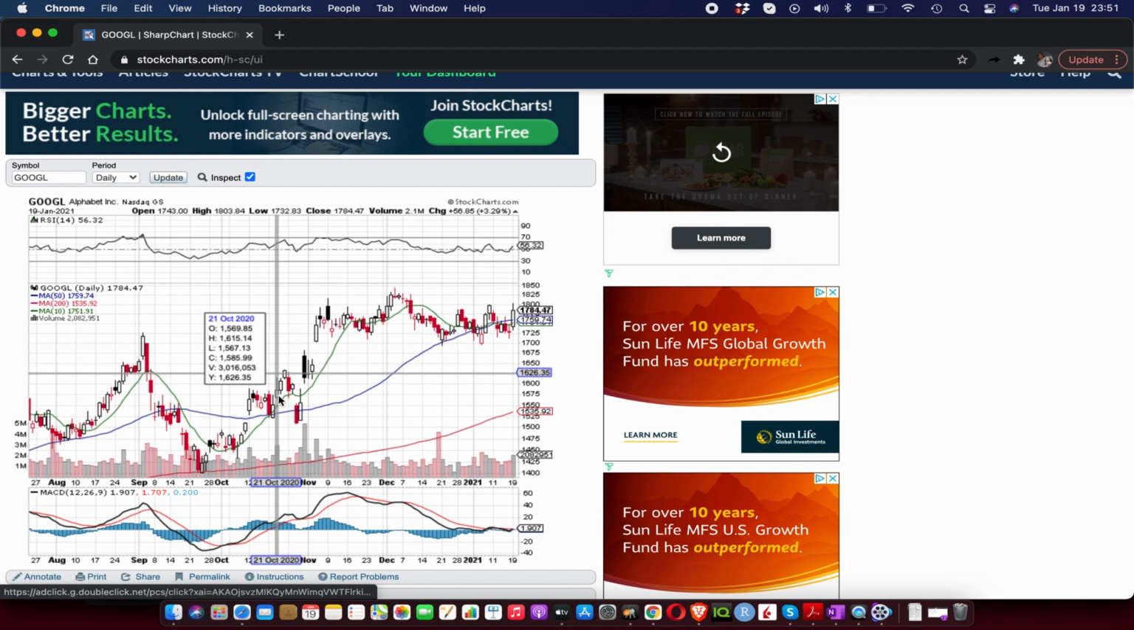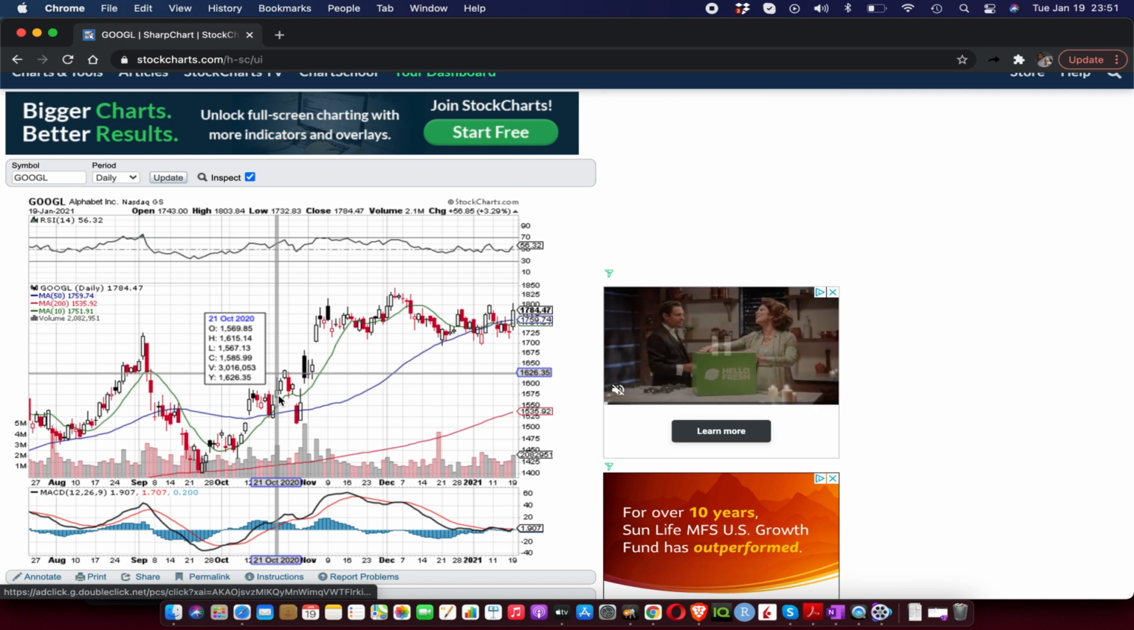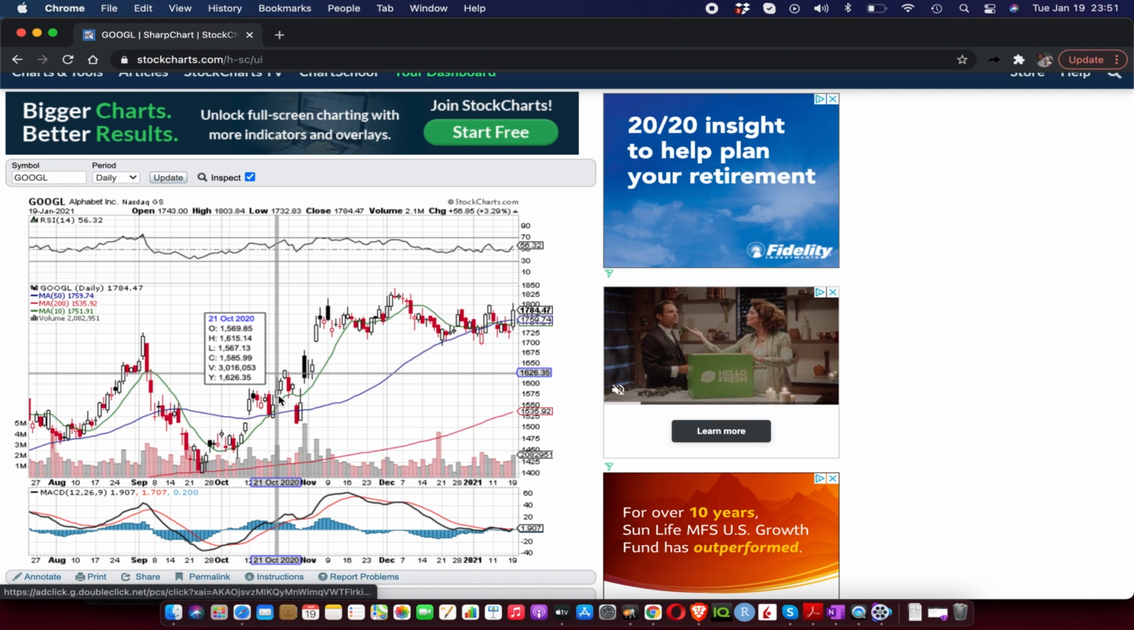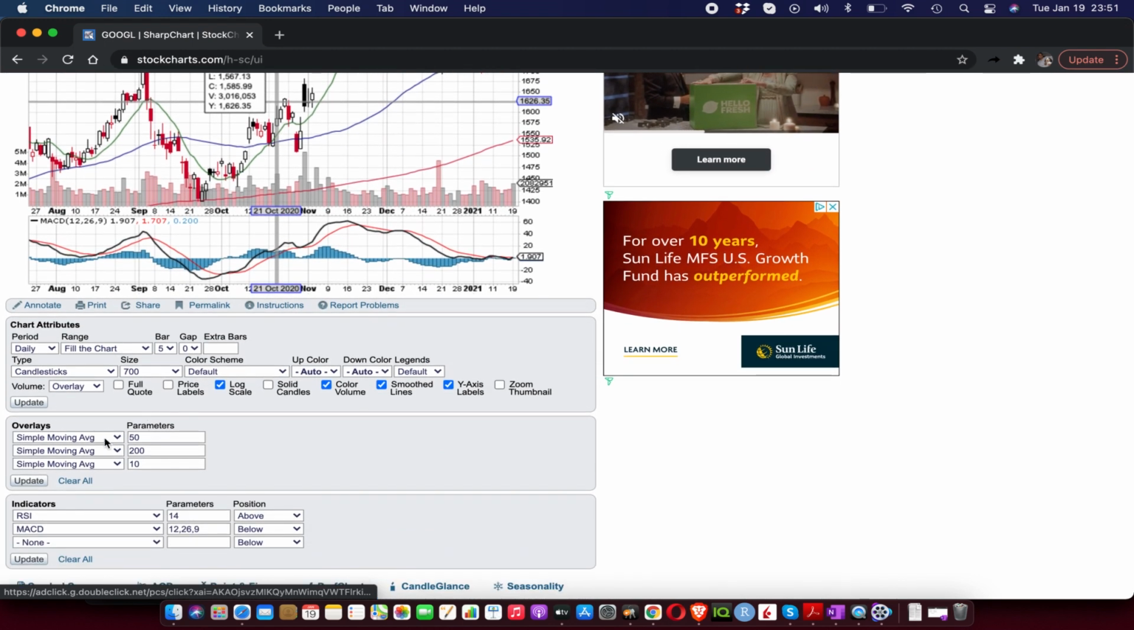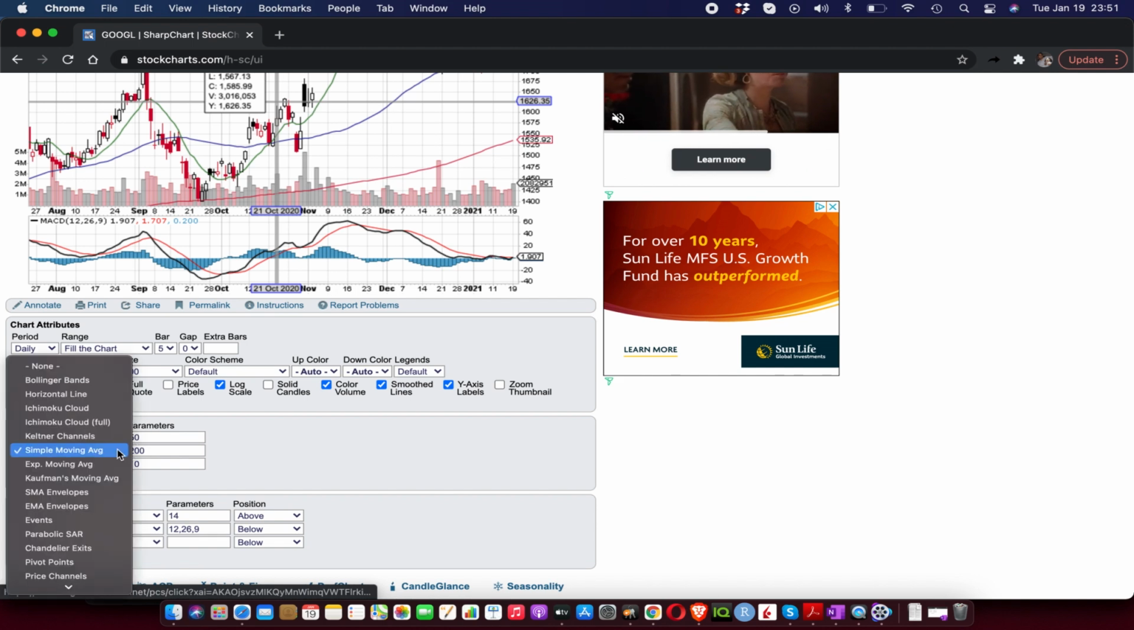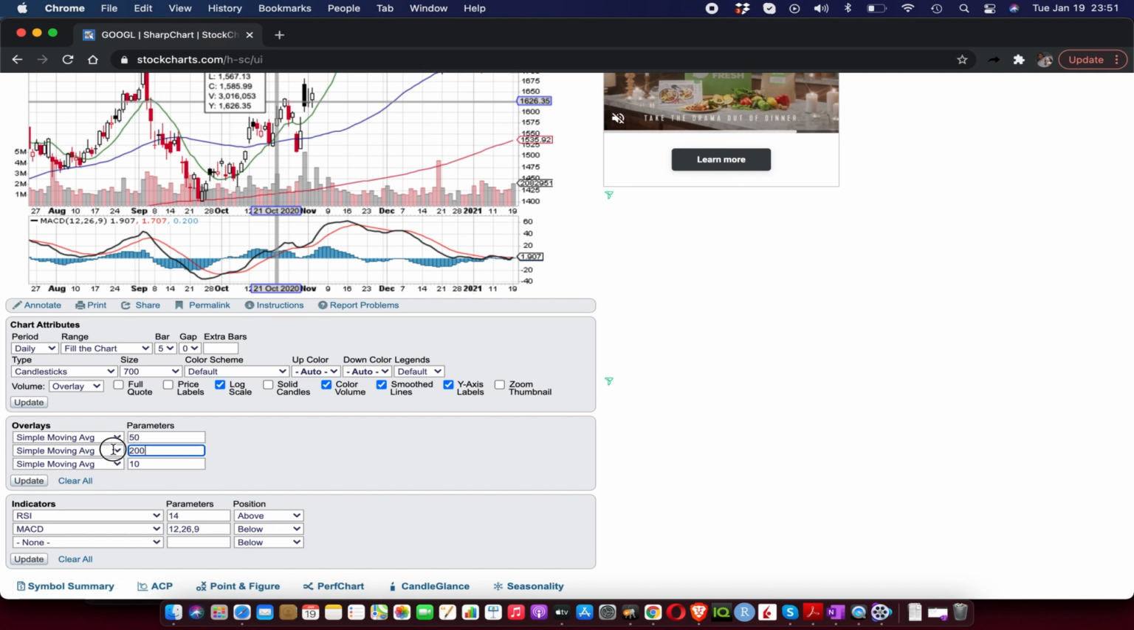Earlier, I also said that the exponential moving average reacts quicker to price changes than simple moving averages do. So let's take a look at this in the chart. All I'm going to do is look at the simple moving average for 50 days and the exponential moving average for 50 days.